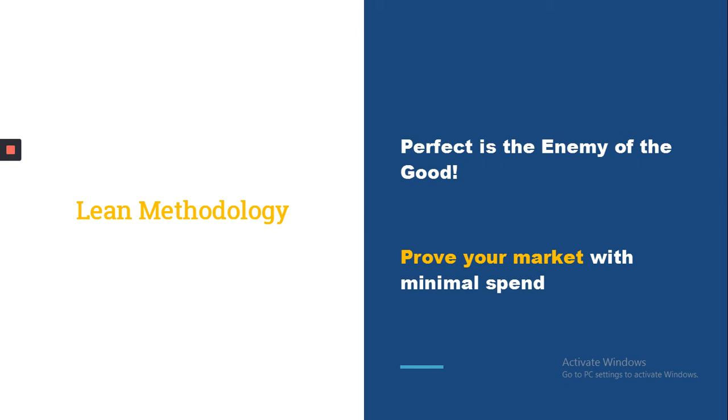And the second mantra that the lean methodology uses is to prove your market with minimal spend. Instead of investing so much money in product development and later on finding there is no need in the market, or the customers react totally differently from your expectations, it's wise to launch the product with the minimum viable set and prove your market, to see if there is a need for the solution in the market or not, right? So proving your market with the minimum viable product, or in other words, with minimal spend, is the mantra of the lean methodology.